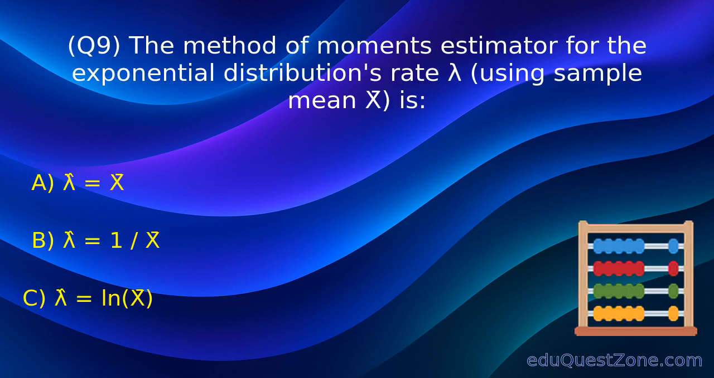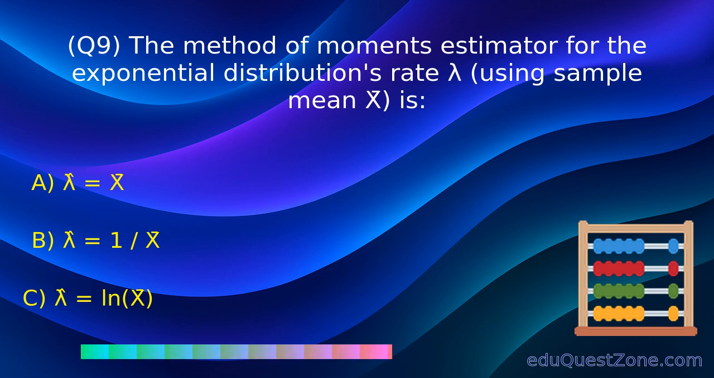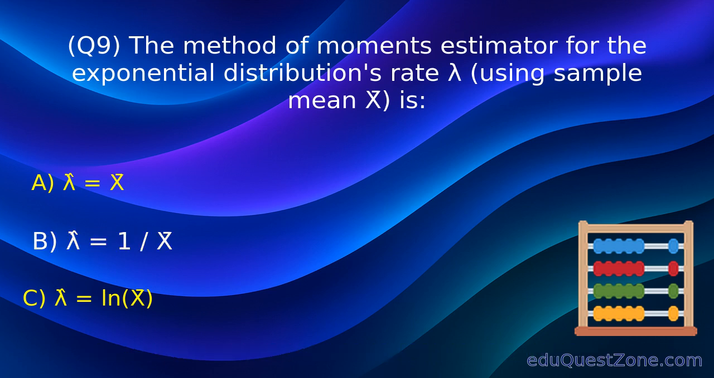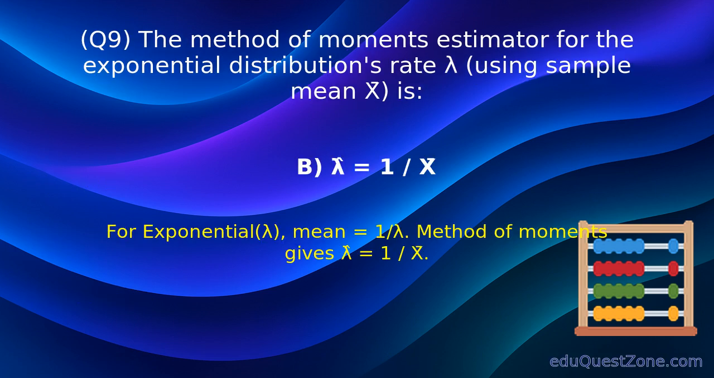Question 9. The method of moments estimator for the exponential distribution rate lambda using the sample mean x bar is option B: lambda hat equals 1 divided by x bar. For exponential, the method of moments estimator for lambda is 1 over the sample mean.